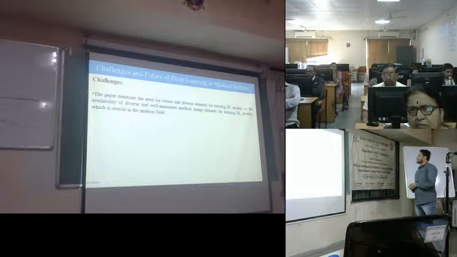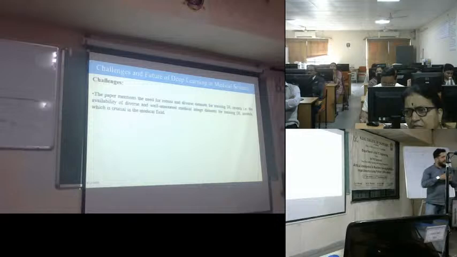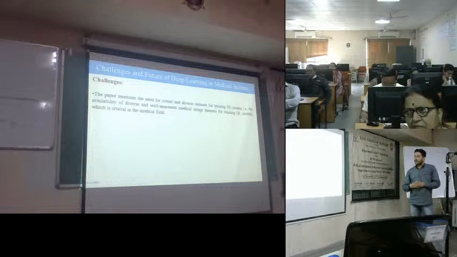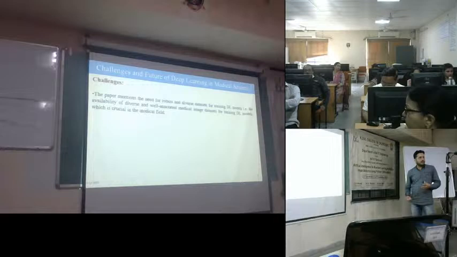So the dataset should not be from only one geographic area or only one site, but the data should be diversified. It should include a lot of conditions, a lot of parameters, and be from different geographical areas. So the dataset may be a qualitative dataset, and this is one of the major challenges for all the researchers.